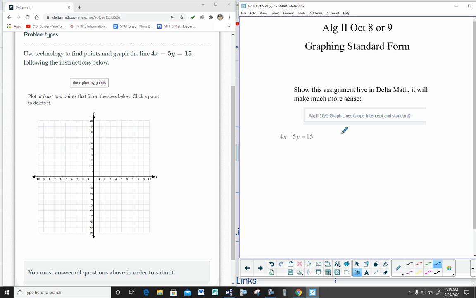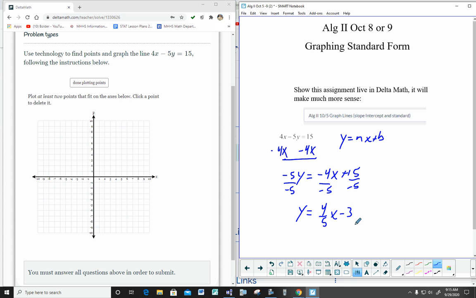So in order to graph this, the easiest thing to do is put it in slope-intercept form. So y equals mx plus b. So in other words, you got to solve for y. The first thing you do is subtract the 4x from both sides. So you have negative 5y, the negative stays with the 5, equals negative 4x plus 15. Then you have to divide everybody by negative 5. So you're going to get y is equal to, that turns positive, 4/5 x minus 3.